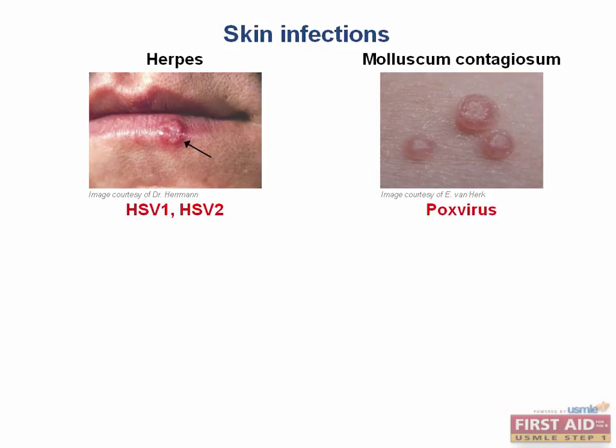Molluscum contagiosum is a viral skin infection you'll most likely see on your pediatric rotation. These lesions show up in crops of umbilicated papules caused by the pox virus. The more children pick and scratch at these, the more they spread by autoinoculation. Totally benign infection.